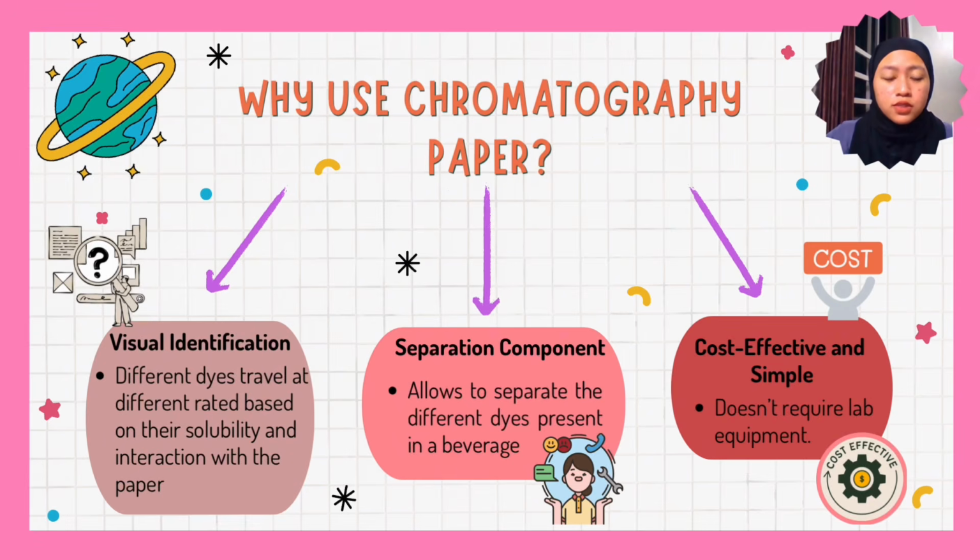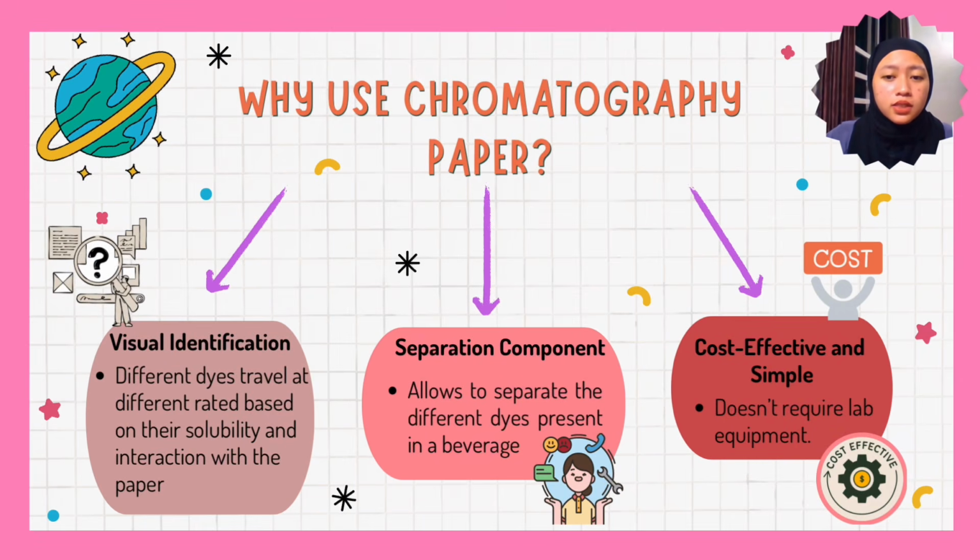Let's look at why we use chromatography paper to detect artificial coloring. There are a few reasons why we use chromatography paper. The first reason is because of visual identification. Chromatography paper helps us see the different dyes. Each dye travels at a different rate depending on how soluble it is in the solvent and how it interacts with the paper. So, just by looking at the paper, we can identify which dyes are present based on how far they travel.